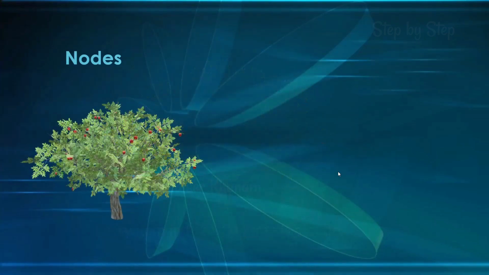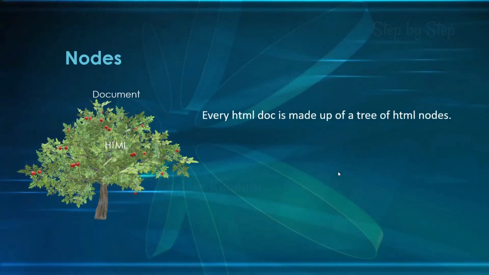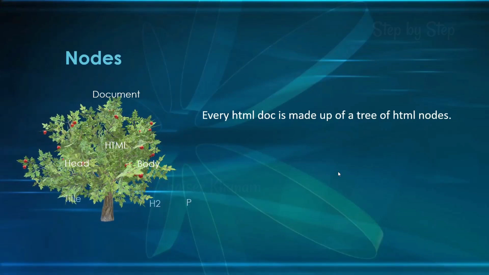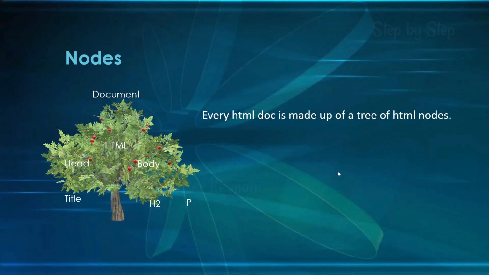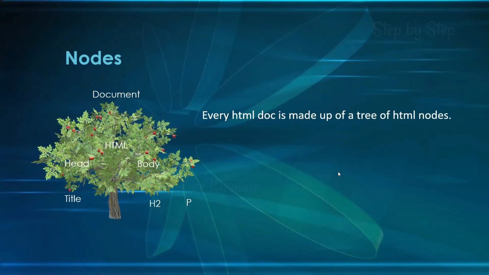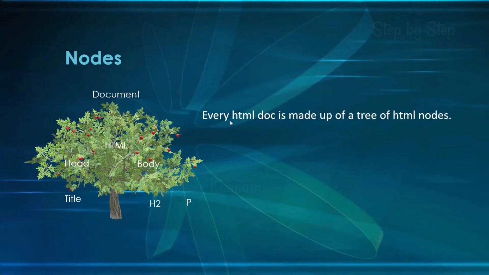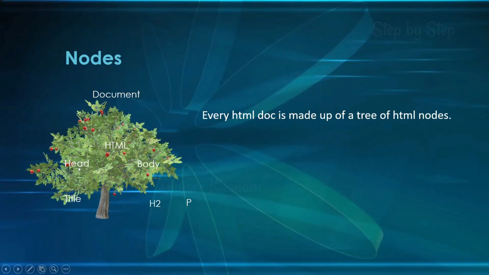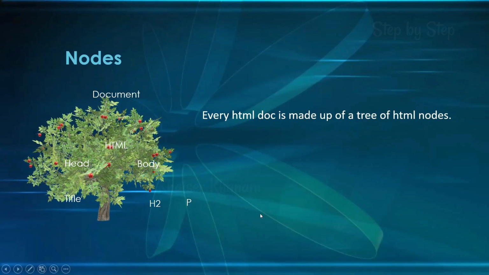When I talk about items, they are nothing but our document node. Inside this, we have our HTML node. Then we have our head and body nodes. Then inside this, we will have title, H2 tags, paragraphs, anchor, buttons, all these tags, and these tags are also referred to as nodes. Every HTML document is made up of a tree of HTML nodes. Nodes are these only: document, HTML, head tag, body tag, title, H2, paragraph, all these are called nodes.